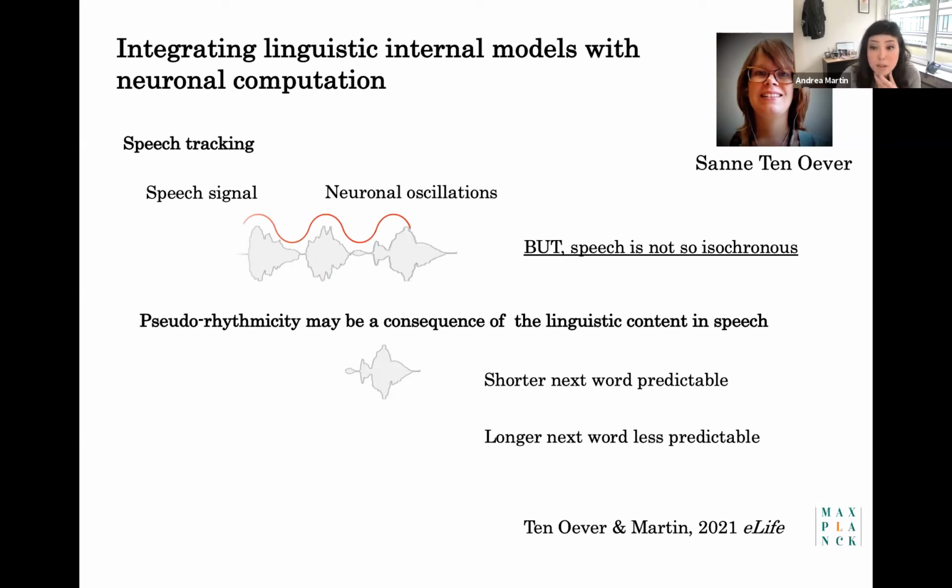So in a recent paper, we investigated whether words that were predictable in a sentence context had a shorter word-to-word onset difference.